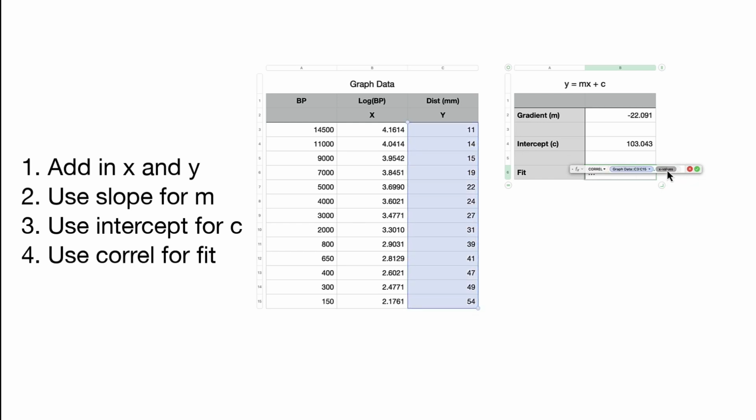The fit, which we can't calculate easily from the graph, here we use the correlation function, and again we select the y values and we select the x values, and that gives us our fit, which in this case is minus 0.999. So a very good fit indeed. So that's the third method, and that is how you can calculate the value using Apple Numbers or Excel.